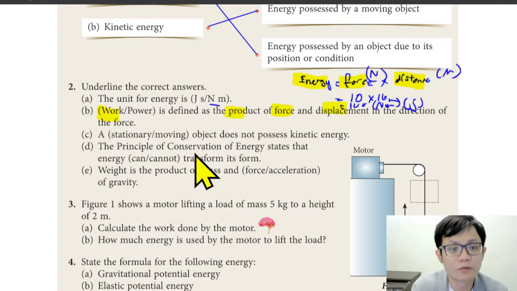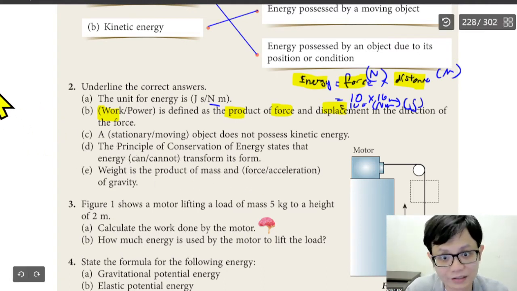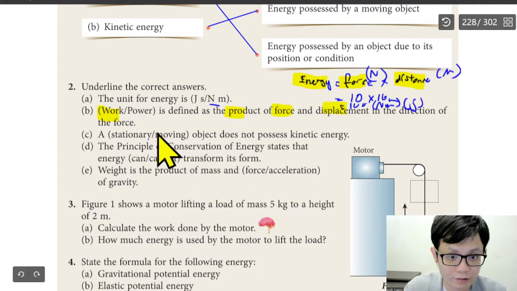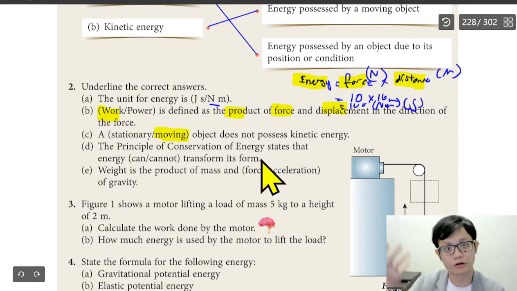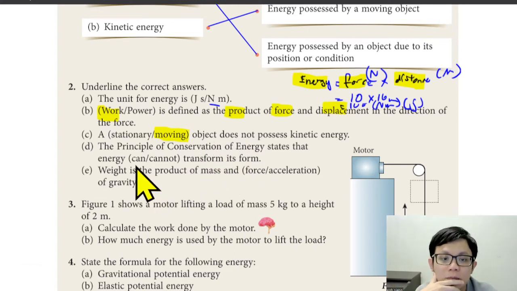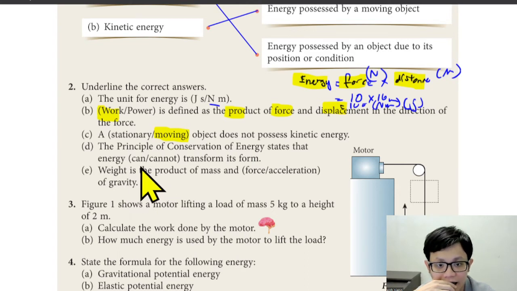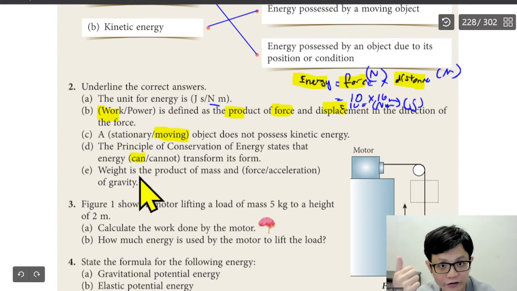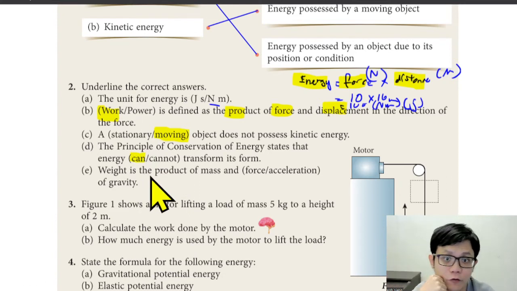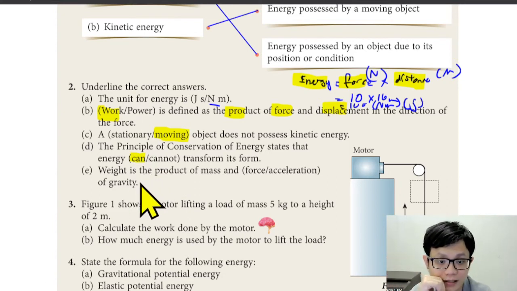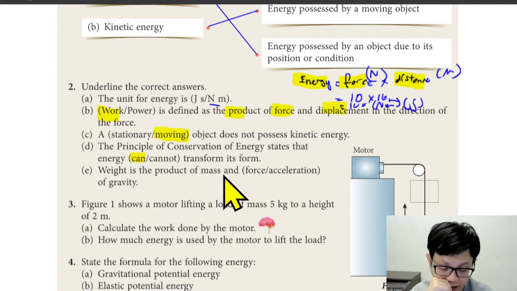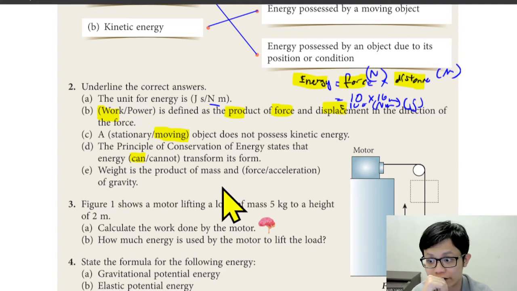A stationary or moving object possesses kinetic energy. A moving object, correct, when you move then you have kinetic energy. The principle of conservation states that energy cannot be created or destroyed, but it can transform its form. Weight is the product of mass and force of gravity. Correct or not?